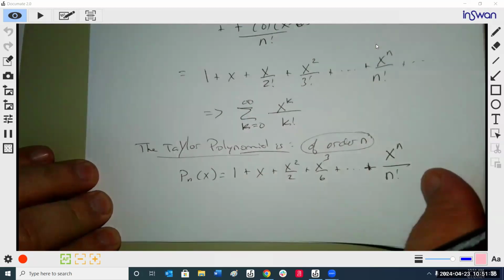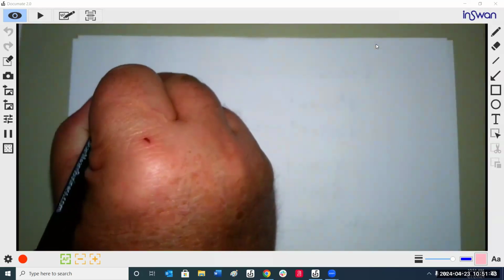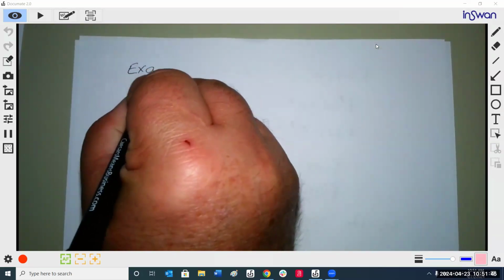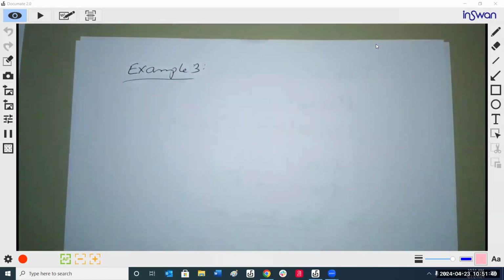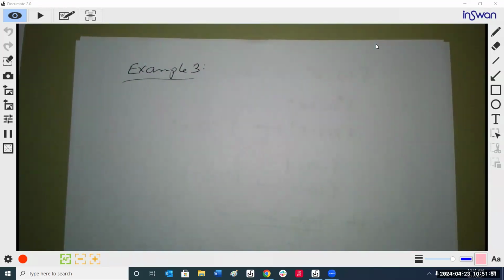All right, let's do example 3. The series is an infinite series that goes on forever, but the polynomial has an order, so it has to stop at that n value.